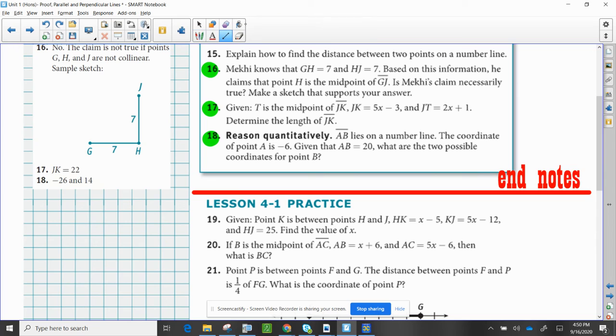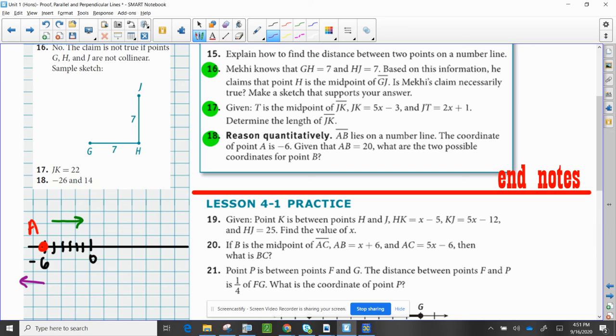Let's put in a number line here really quick. We'll start here at 0. So 1, 2, 3, 4, 5, 6. So here's -6, which is where point A lies. And they're telling you AB has a length of 20. So we have to figure out two possible ways to find the coordinates of B. B could be 20 units to the right, or B could be 20 units to the left. On the number line, you could just count 20 over.